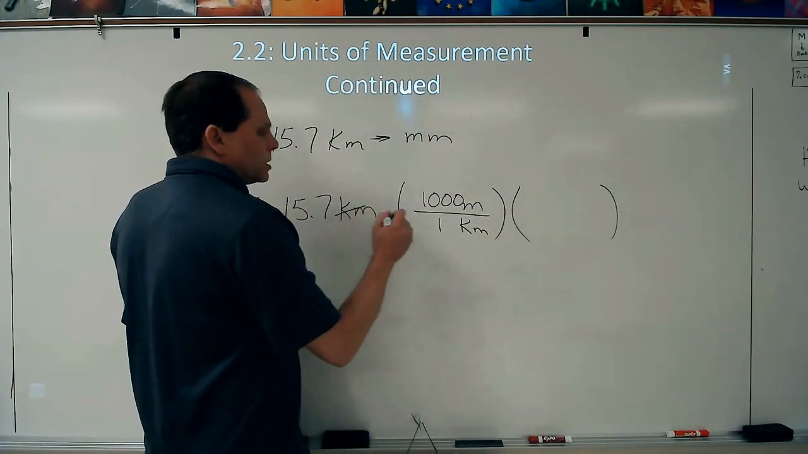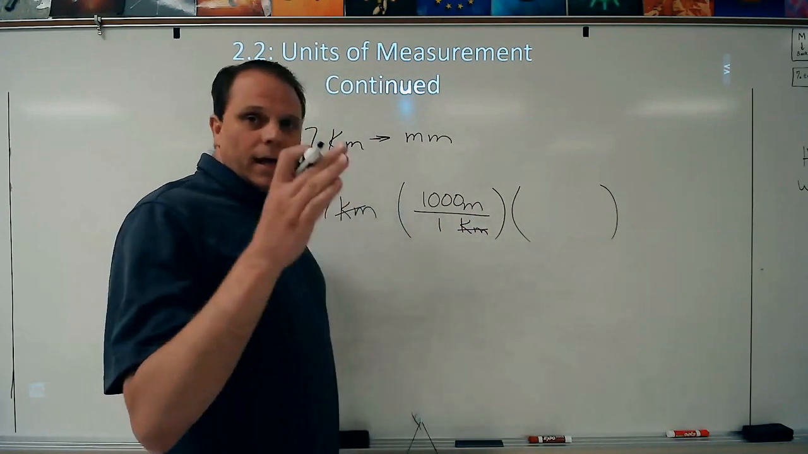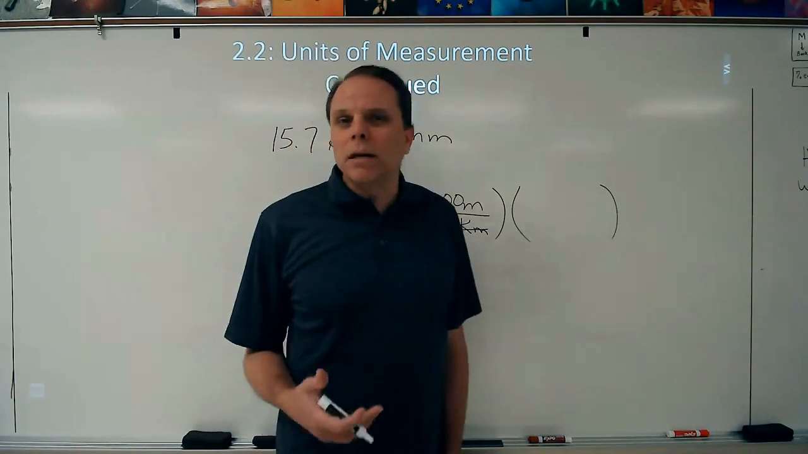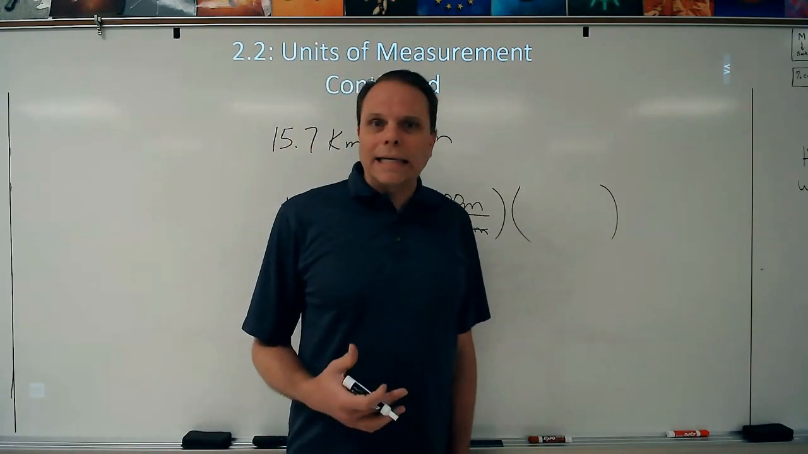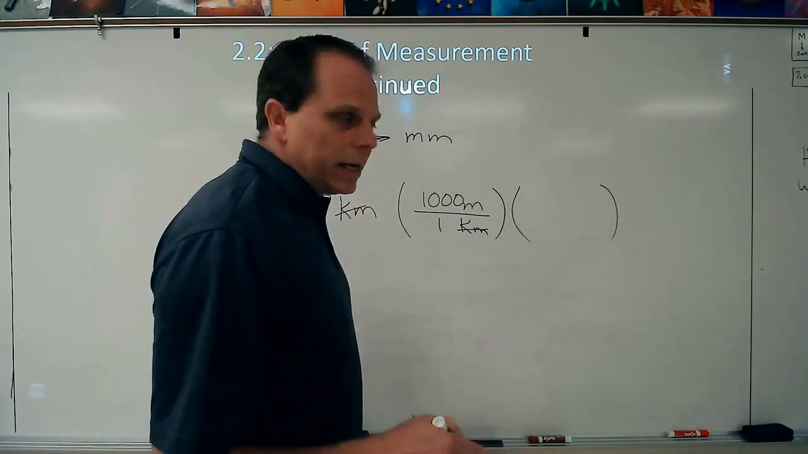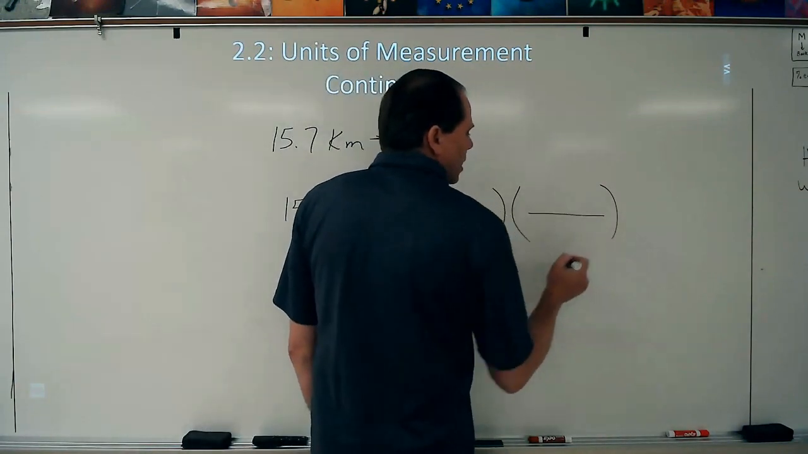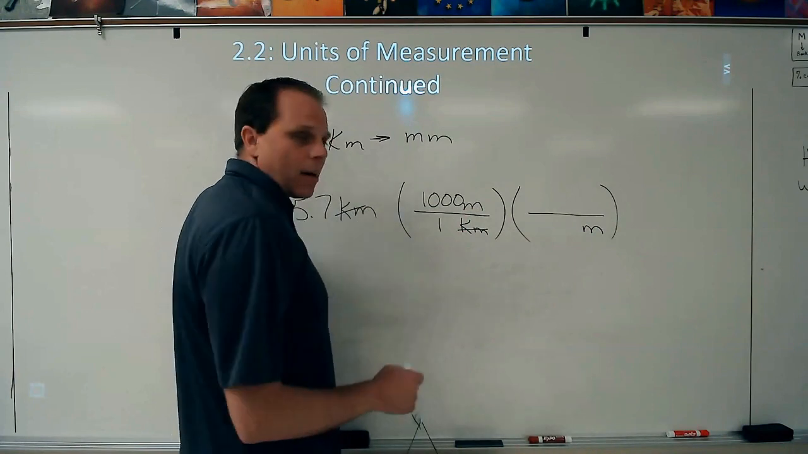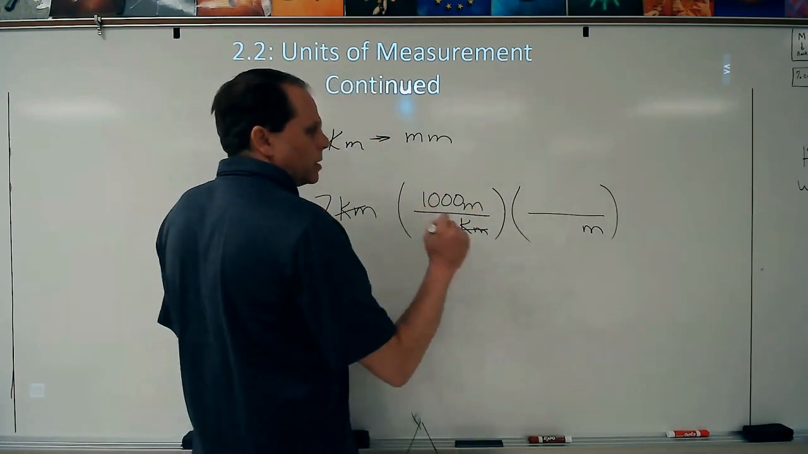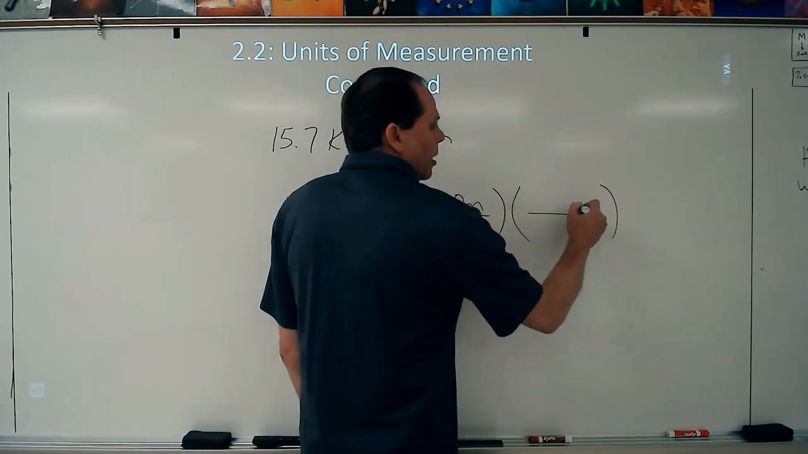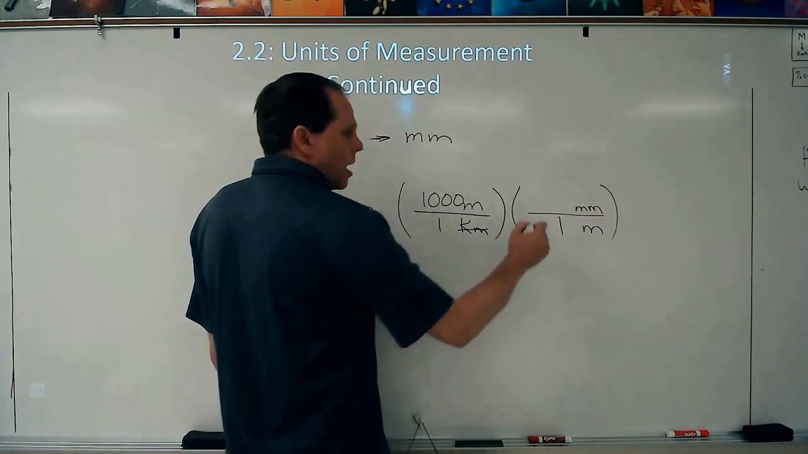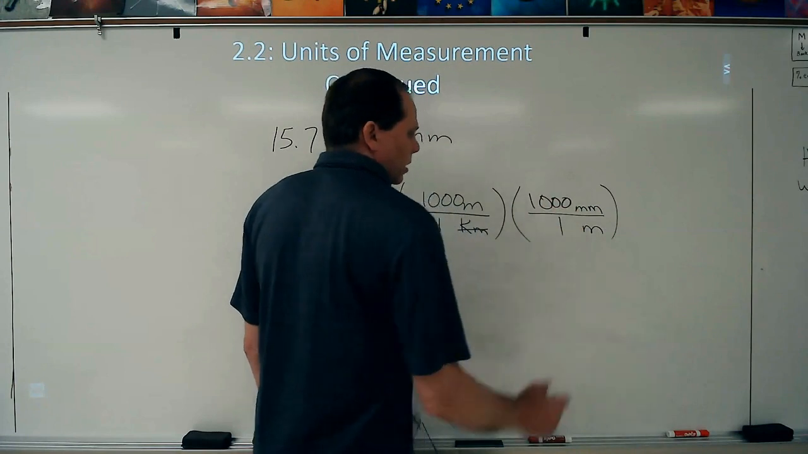Now my kilometers, one's on top and one's on bottom, they cancel out, that's 1. Now I want to go to millimeters. Do I remember how many millimeters there are in a meter? Yeah, I think I do. I memorized that, right? A milli is 1,000. And what goes on bottom? The thing that's going to cancel with the thing on top. So meters has to go on bottom, meters on top there. And now I can put millimeters right there. And I know that for every 1 meter, I've got 1,000 millimeters.